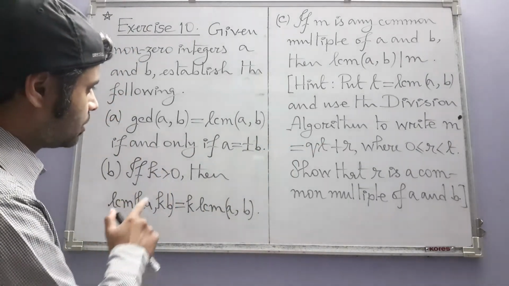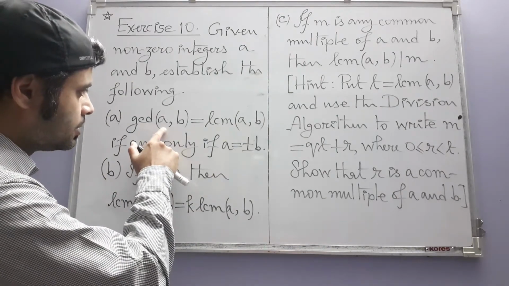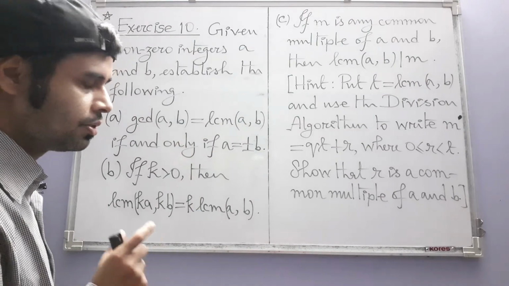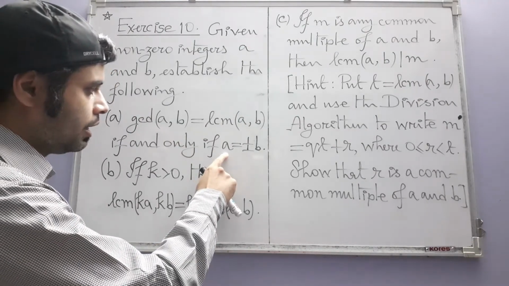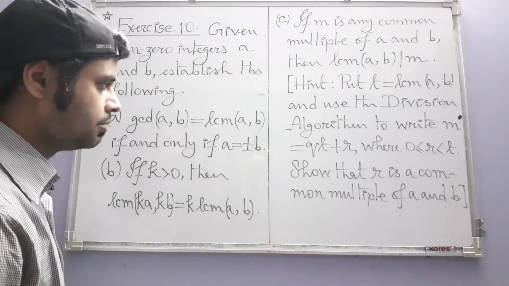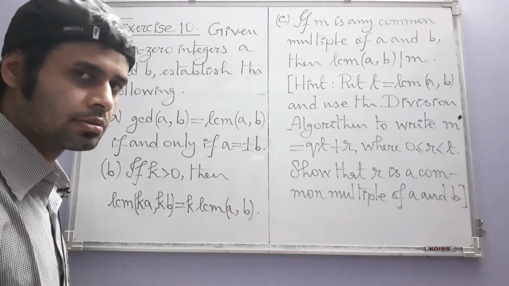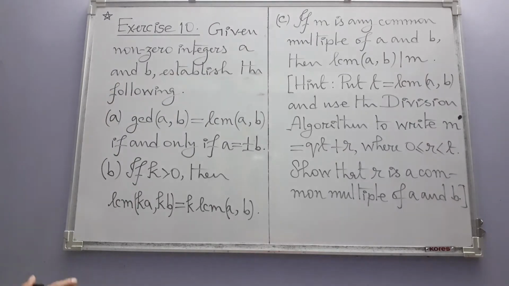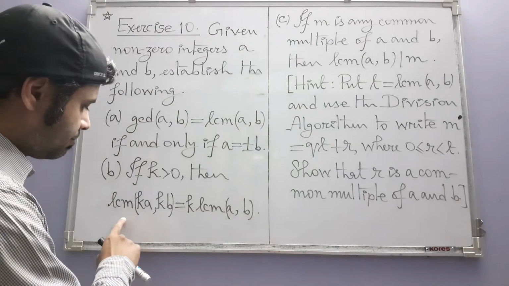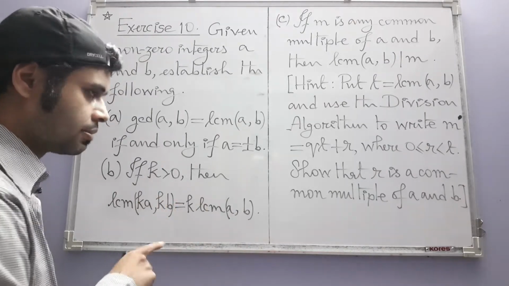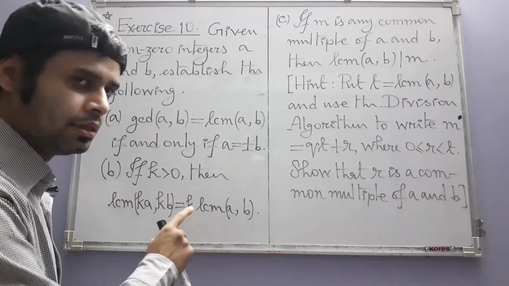In the first one, we have to prove that the GCD of a and b will be equal to their LCM if and only if a is plus or minus b, that is either a and b are equal or their sum is 0. And in the second one, we have a property which looks like another one that we already have seen for GCD.